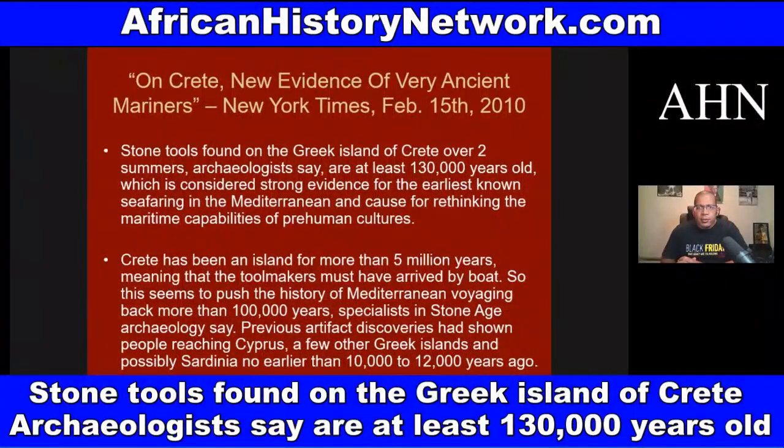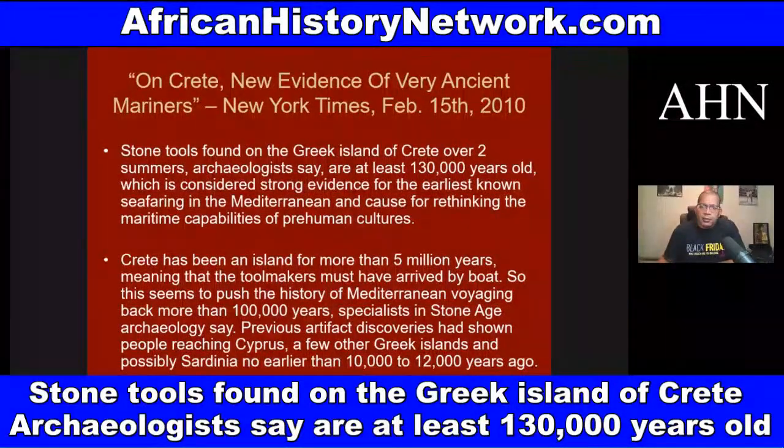On Crete, new evidence of very ancient mariners. February 15th, 2010, this article came out in the New York Times, in their science section. It deals with a discovery made over the course of two summers: stone tools found on the Greek island of Crete that archaeologists say are at least 130,000 years old, which is considered strong evidence for the earliest known seafaring in the Mediterranean and calls for rethinking the maritime capabilities of pre-human cultures.